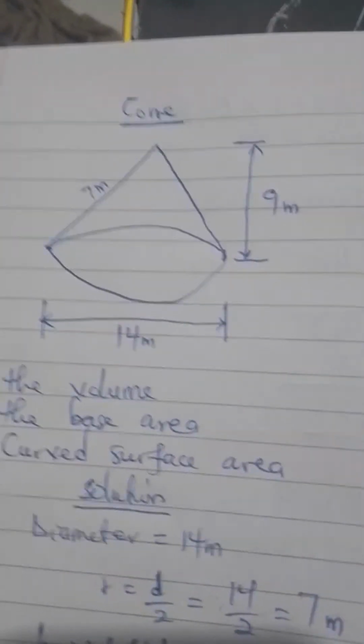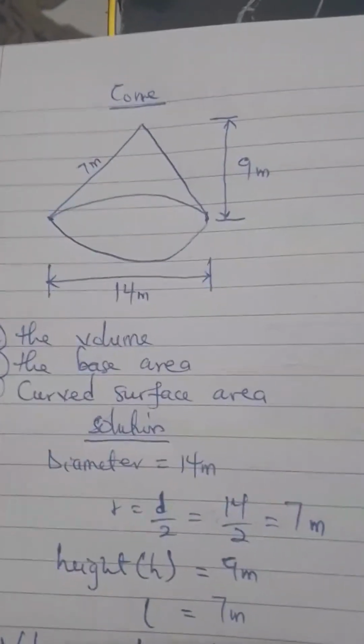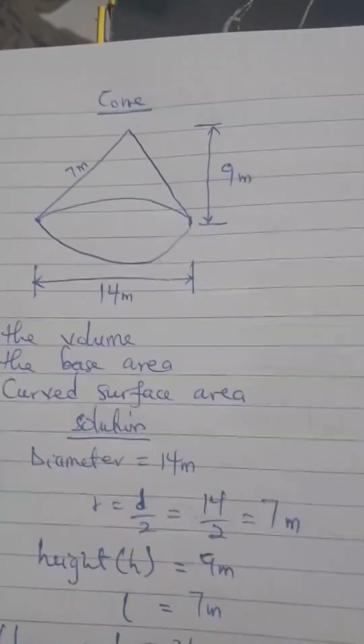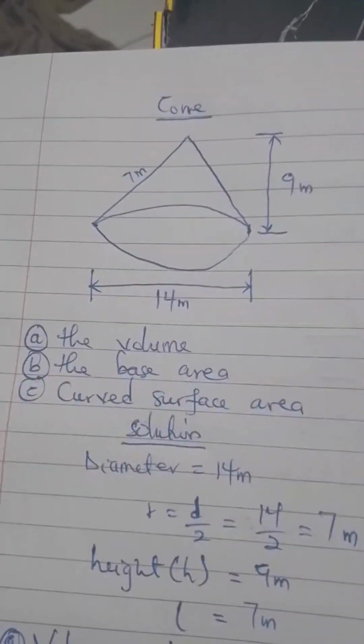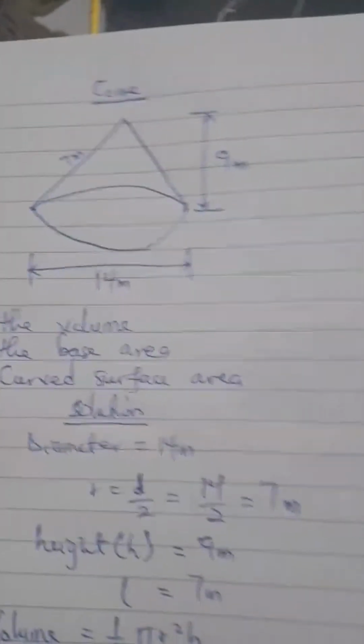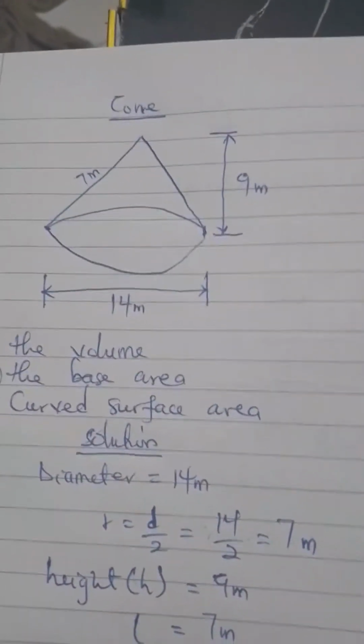Right. Now let's look at the base area. When you are talking about the base area of the cone, the base of the cone is what? A circle. So this is not any difficult question. The base area is just a circle, so that will be simple for us. For the B, since the base area is a circle, who can give us the formula for the area of a circle?